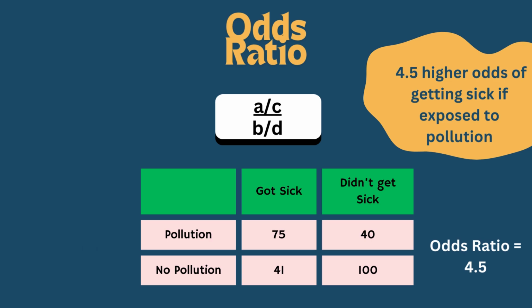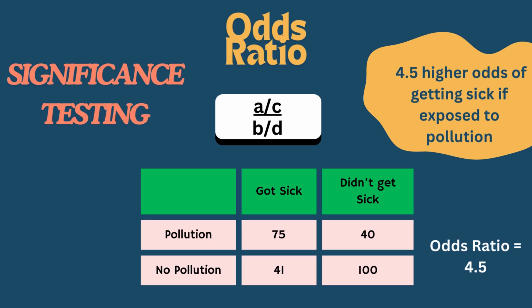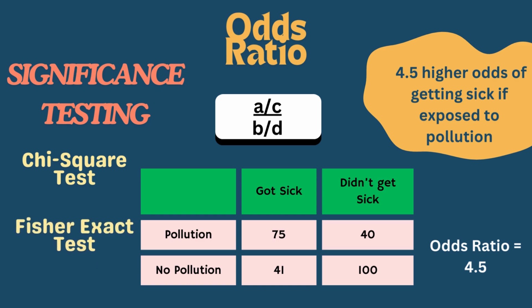To find the significance of the odds ratio, or say the p-value, one can use chi-square test or an alternative of chi-square test like Fisher exact test, which is used in case of small samples.